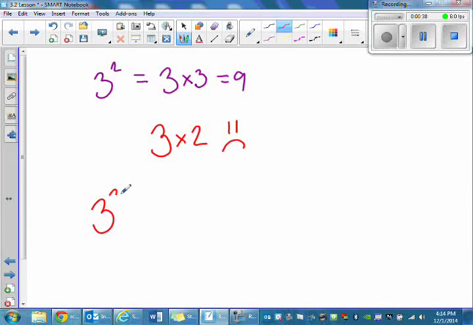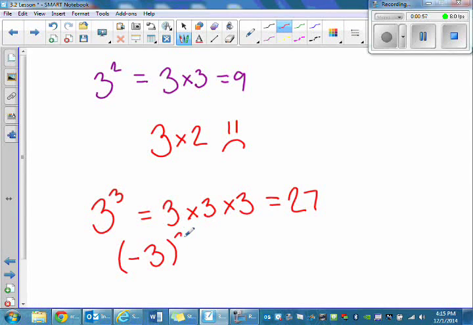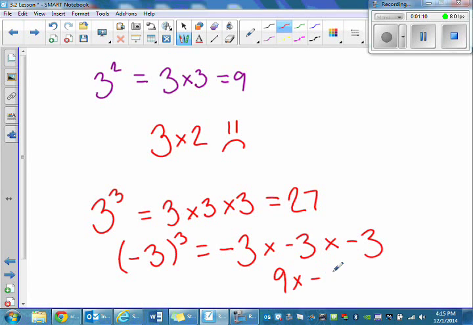So if I had 3 cubed, this would be 3 times 3 times 3. Okay? So if I have a number in parentheses, like -3 cubed, this is -3 times -3 times -3. Well, a negative times a negative is positive, and then a negative times a positive is negative. Okay, so it's important that you think of the parentheses.